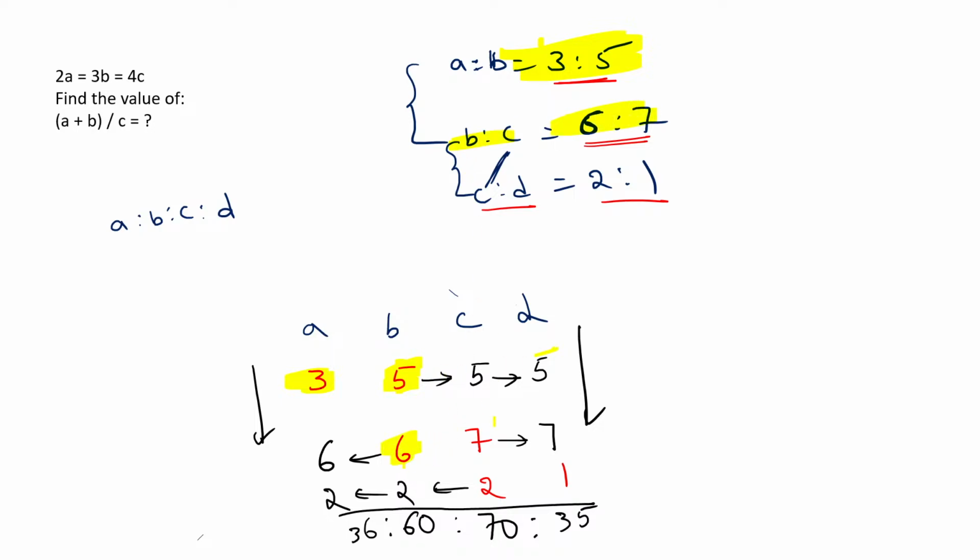So B below 6 and C below 7. Next, C is to D as 2 is to 1. Again, C below 2 and D below 1. As you can see, we are having some blanks here, like here, here. In all those blanks, whatever the number that is there in immediate left or immediate right, write that number.